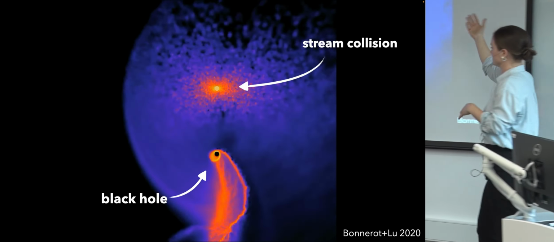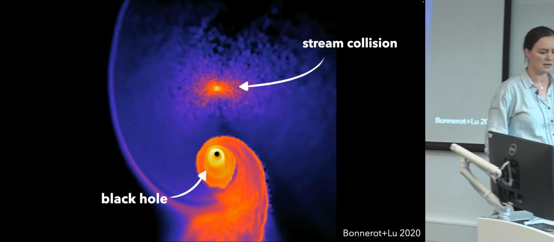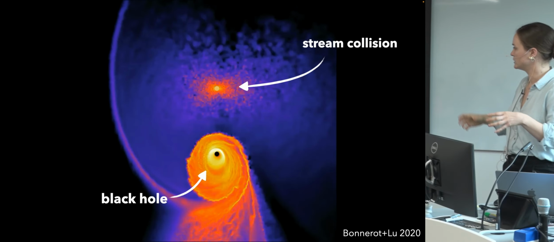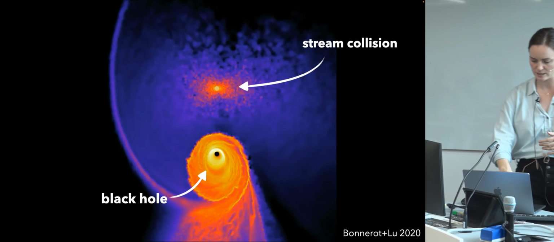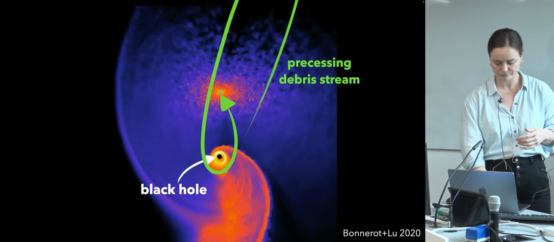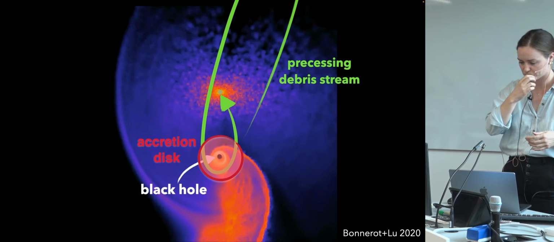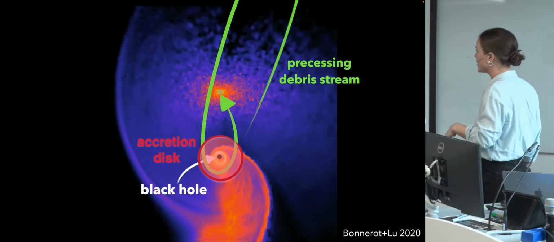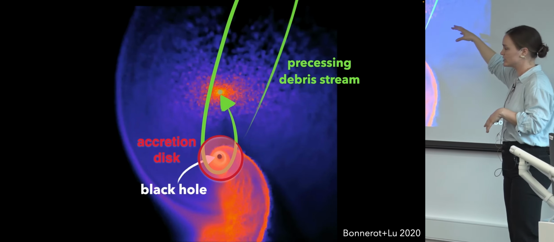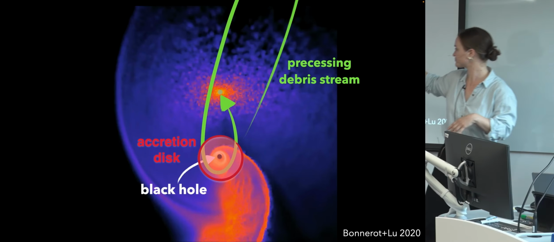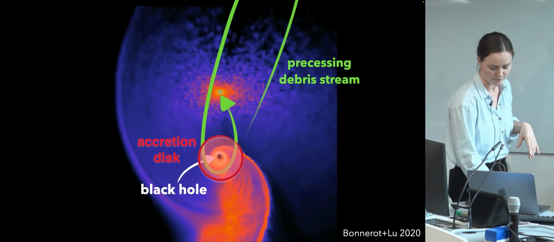And so after the streams collide, material immediately is thrown out, and you're able to pretty quickly start moving material to much smaller orbits and start to form an accretion disk. And so if we think of the different components here, we have our initial precessing debris stream and the collisions, which are going to produce some energy. We also have an accretion disk that's going to produce energy.